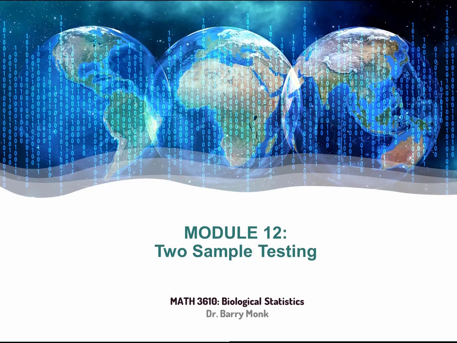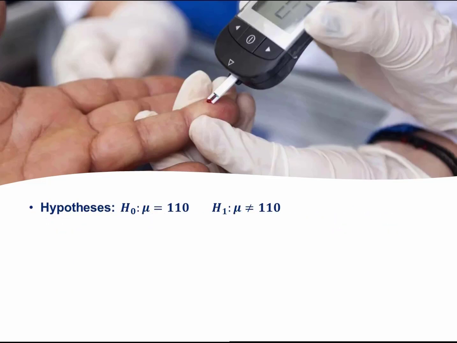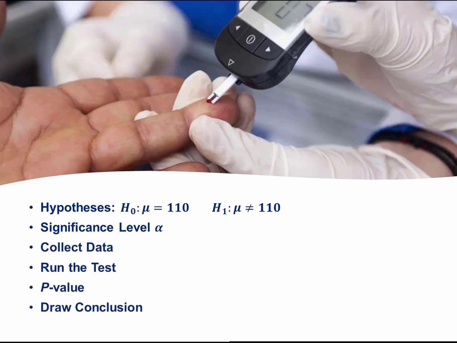In this lesson, we discuss two-sample testing. Imagine a researcher wants to check if the average glucose concentration in pre-diabetic patients' blood differs from 110 mg per deciliter. Then set up a null and alternate hypothesis, like this: H0: mu equals 110, H1: mu is not 110. After choosing a significance level, collecting data, and checking assumptions, then run the test, interpret the p-value, and draw a conclusion. This process is known as a one-sample test, which you are familiar with.